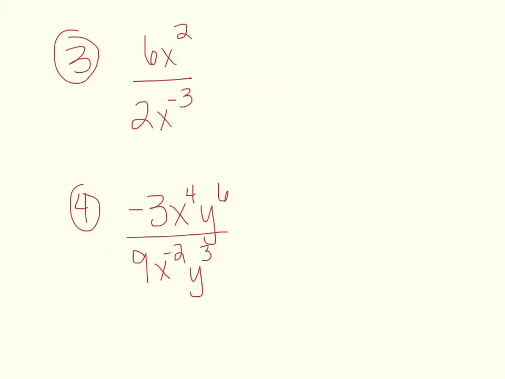Now on this one, we need to get rid of our negative exponent first. So first one we got 6 and 2. 6 divided by 2 is 3 over 1. Now my x to the second is positive, so I'm going to leave it. But this x to the negative third, I need to make it positive, so I'm going to move it up to my numerator.